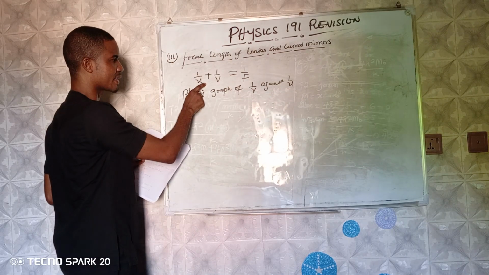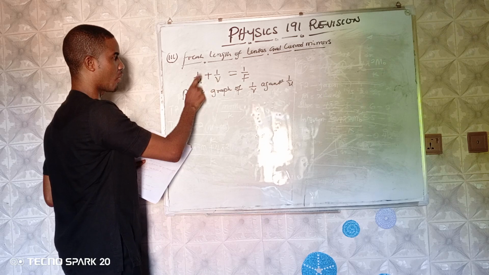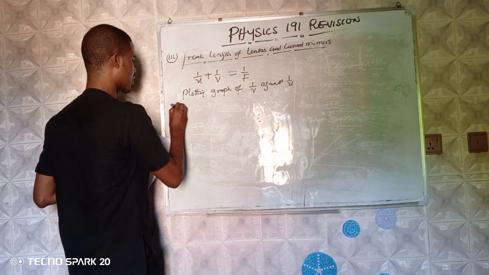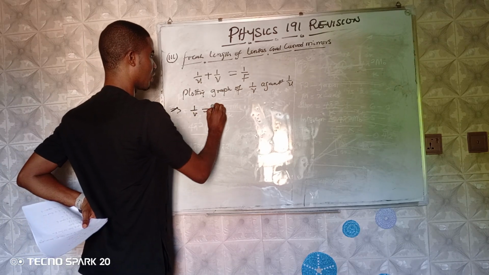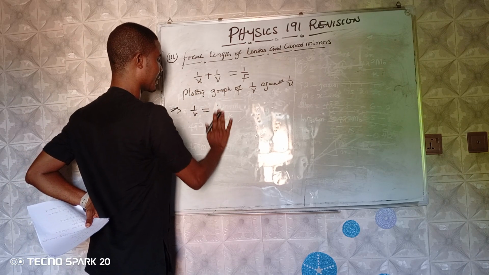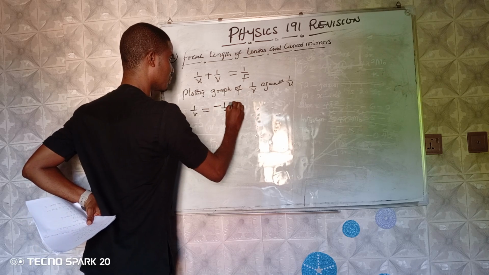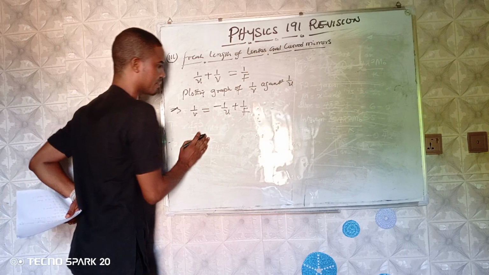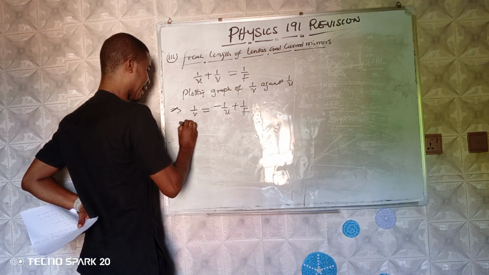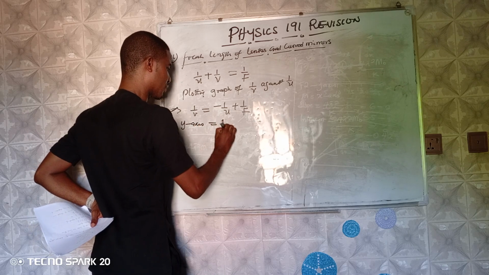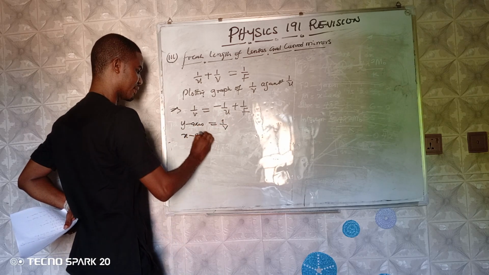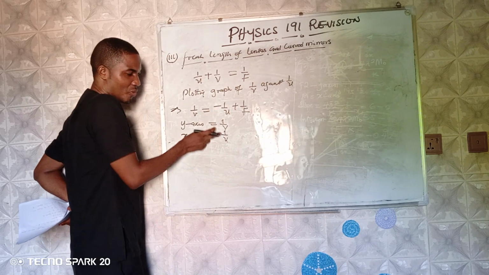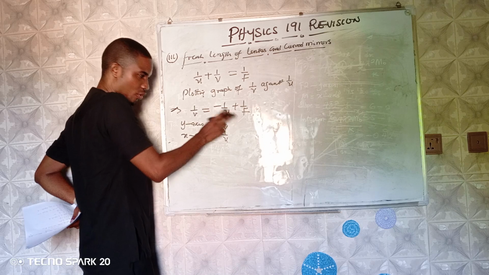Coming to this equation now, 1 over v will remain here, while 1 over u will go to the other side, and we compare with the equation of a straight line. So 1 over v equals minus 1 over u plus 1 over f. That y will remain here, x goes here. So my y-axis is 1 over v, and my x-axis is 1 over u. It's not minus 1 over u, it's 1 over u.